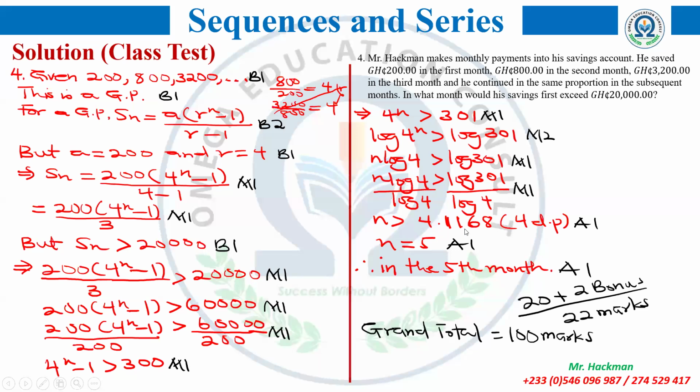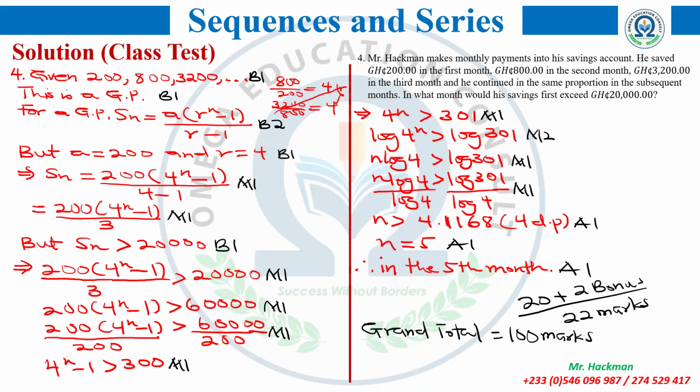So now, we said n must be greater than this. And you know n is the number of months. That's what you are looking for. So n must be an integer value. So which integer will be greater than 4? And that will be what? 5. So it means it is in the 5th month that my savings will exceed this amount.